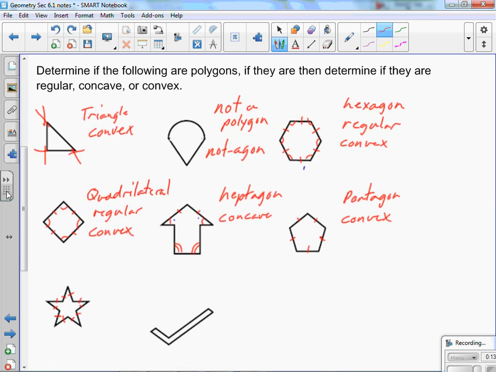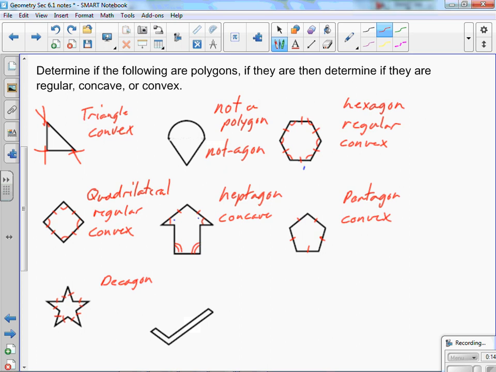All right, so then next one down here, y'all don't have on your sheet because I printed these off of what I had in my file and forgot that I updated this last year. So you got a star here, made up of all segments, so it would be a polygon. And what would we call that polygon? It is a decagon.